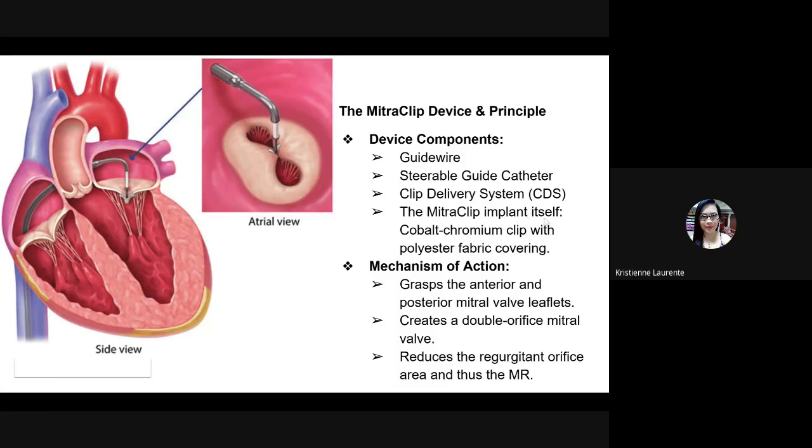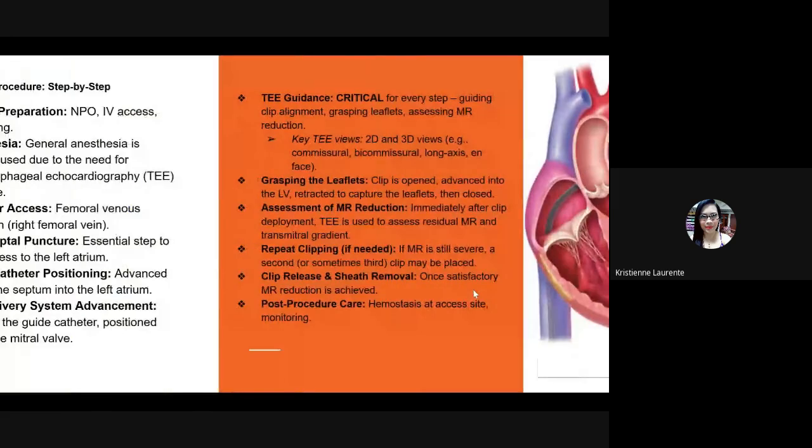The MitraClip implant itself is a cobalt chromium clip with polyester fabric covering, although as far as I know, cobalt is not a good element. The mechanism of action is that it grasps the anterior and posterior mitral valve leaflets, creates a double orifice mitral valve, and reduces the mitral regurgitant orifice area. So it decreases the mitral regurgitation. I will share the video with you on WhatsApp so it will be easily understood by everyone.